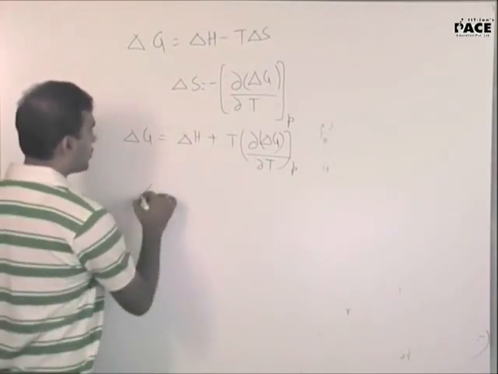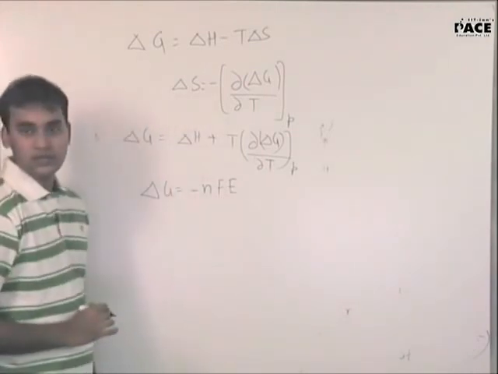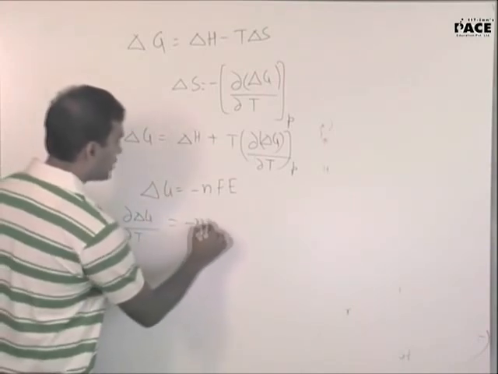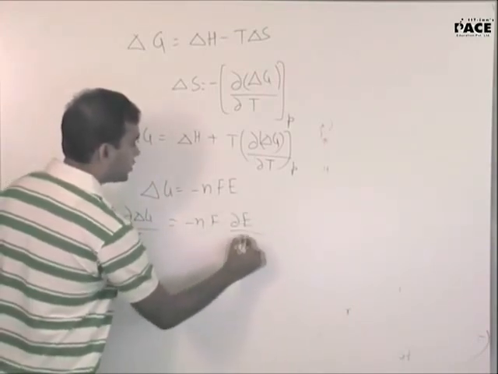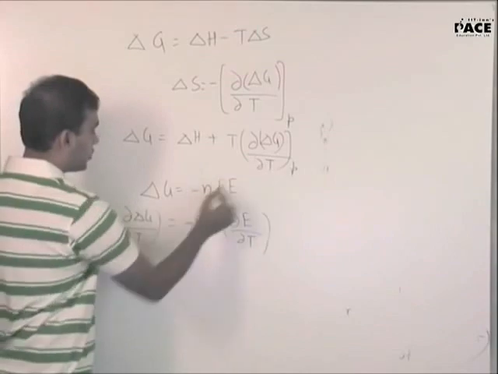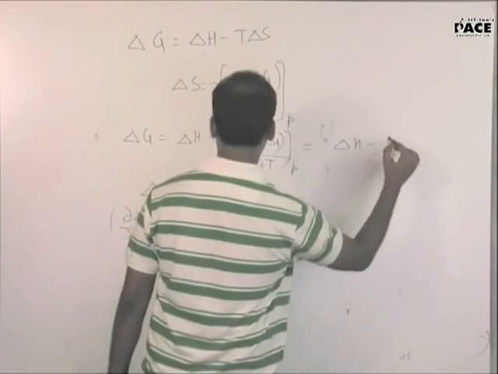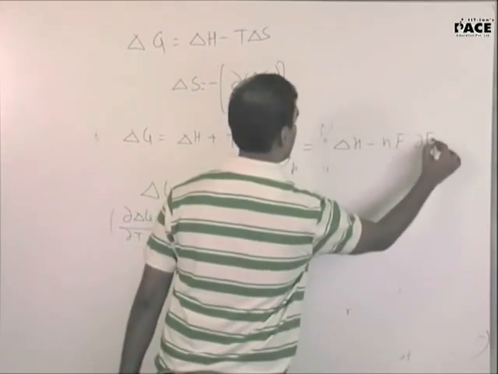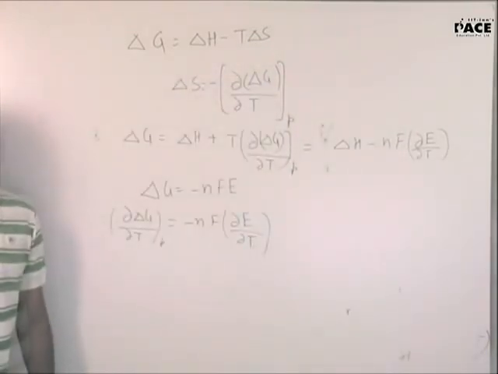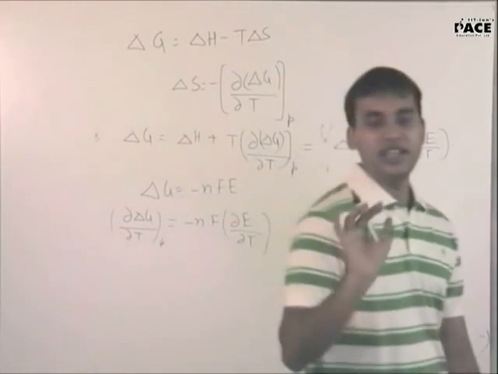What are the other equations you know? Delta G is equal to minus NFE. You know this? So if I take d of delta G by dT, it should be minus NF dE by dT. Right? So I know this whole value is nothing but this whole value. So what can I do? I can say this is nothing but delta H minus NF del E by del T. Clear? Simple maths.